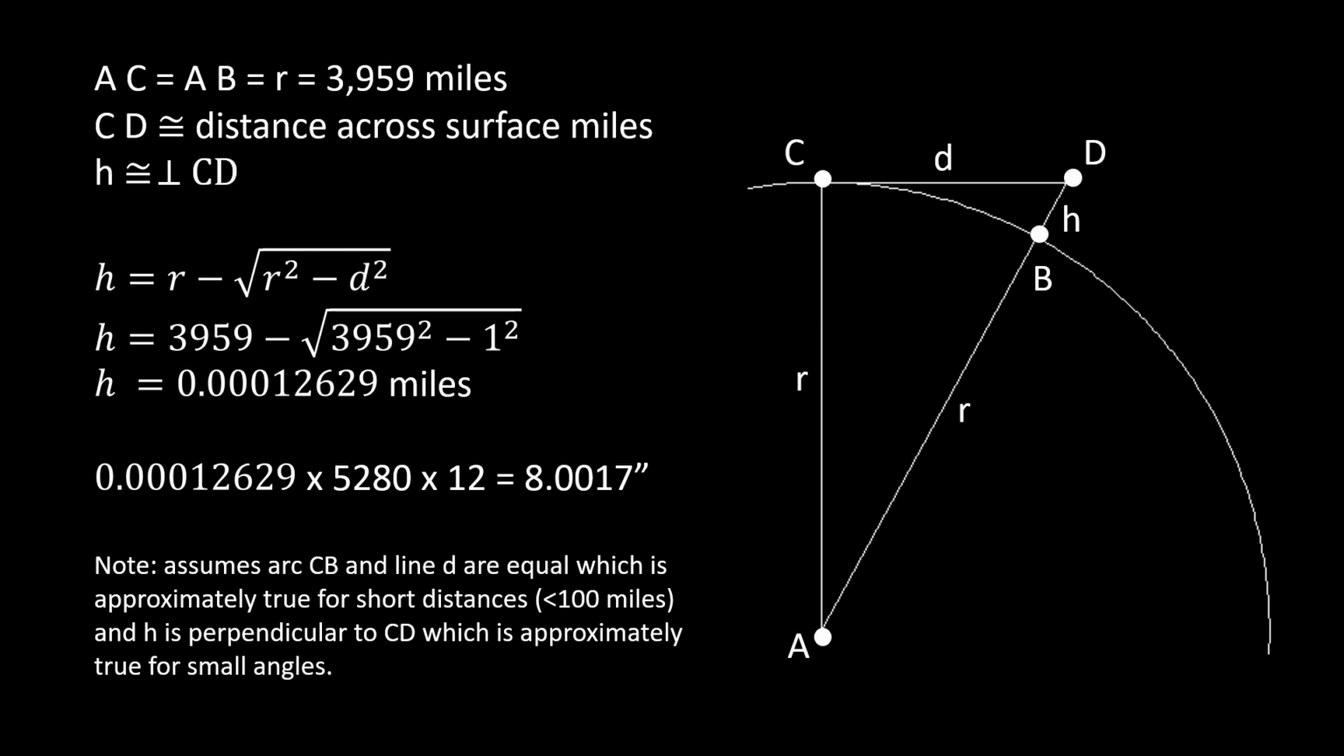And if we assume h is roughly perpendicular to line CD, which is also true for very small angles, then h is equal to r minus the square root of r squared minus d squared. Do the math, and that is 8 inches times distance in miles squared. That's where that comes from. But don't give Robotham credit for this. He's not the guy that thought it up. That's for sure.